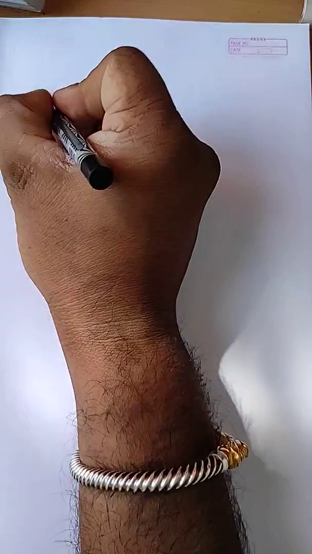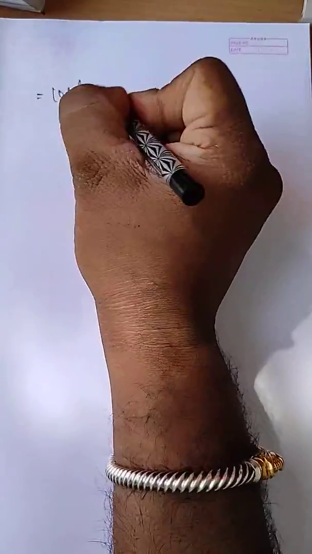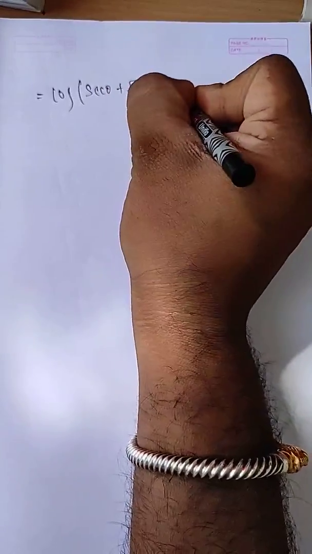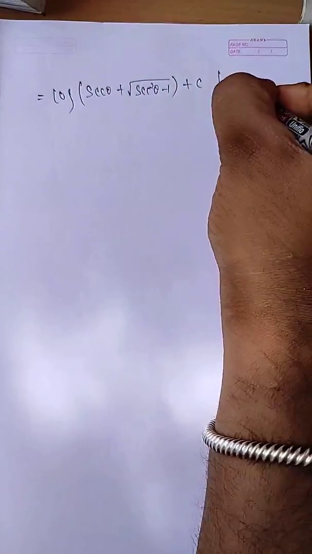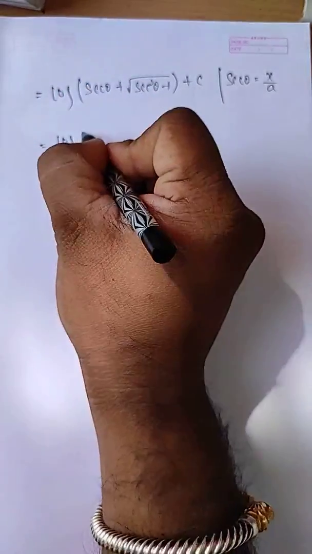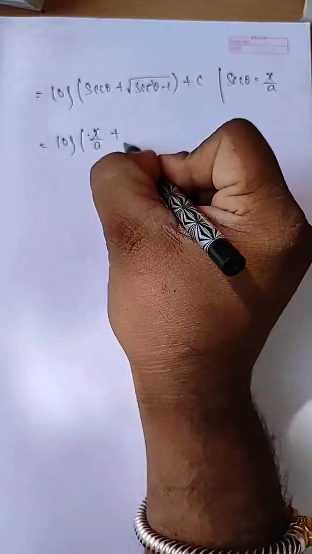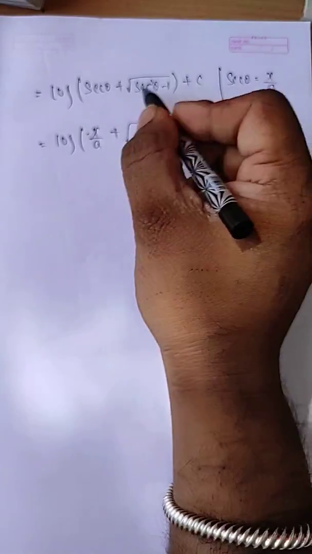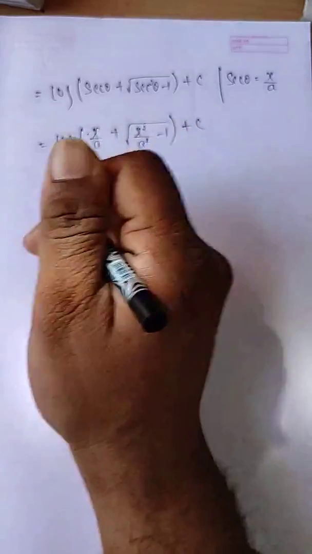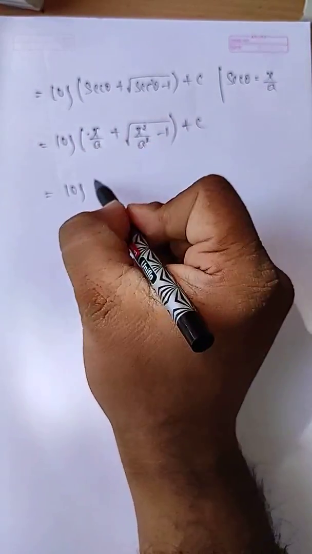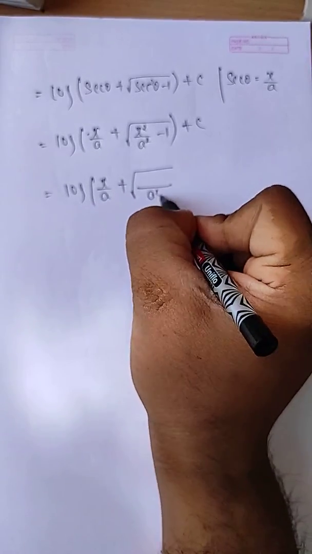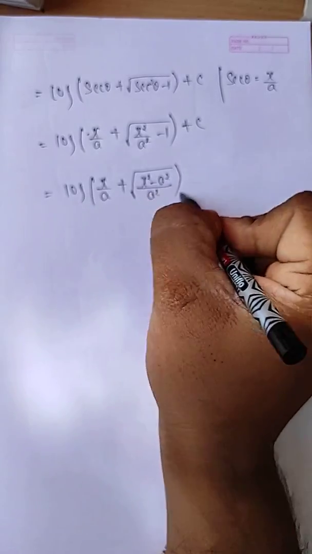Now look, this is equal to log of secant theta plus root of secant square theta minus 1 plus c. The secant theta is replaced as x by a. I am writing this: log of x by a plus root of, secant square theta means x square by a square minus 1, plus c. I am taking LCM. What is the LCM here? A square is the LCM. So log of x by a plus root of x square minus a square, plus c.